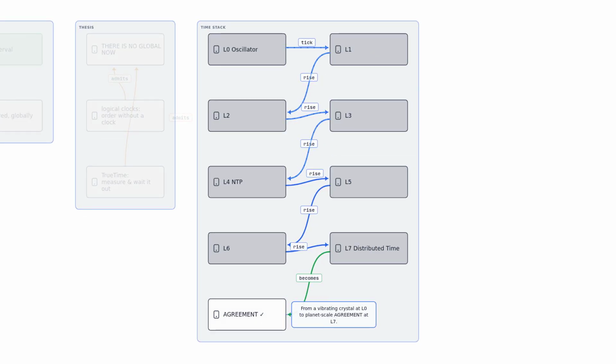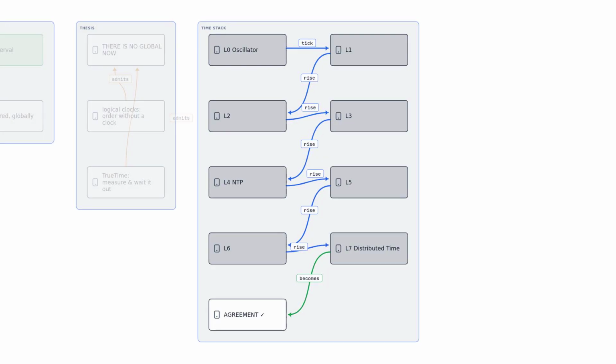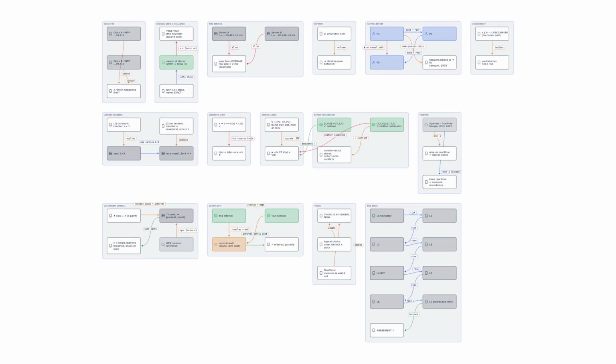Eight layers ago, this was a single crystal vibrating tens of thousands of times a second, already slightly wrong. Here at the top, it's a planet's worth of machines agreeing on an order without ever sharing a single now. That climb is the time stack. A timestamp was never a fact. It was always an agreement. Time is a stack, not a number.